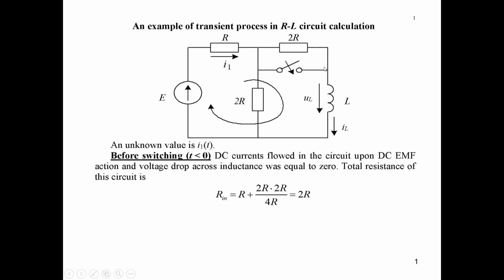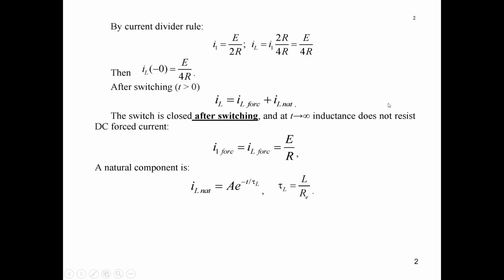flowing, yes, and this inductance and this resistance will be connected in series. So the same current will flow through them. We can write down that IL forced equals I1 forced equals E over R. Okay, it's for t tending to infinity, for steady-state regime after commutation.